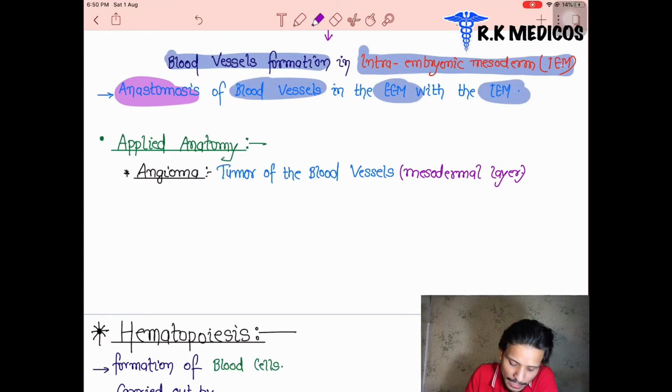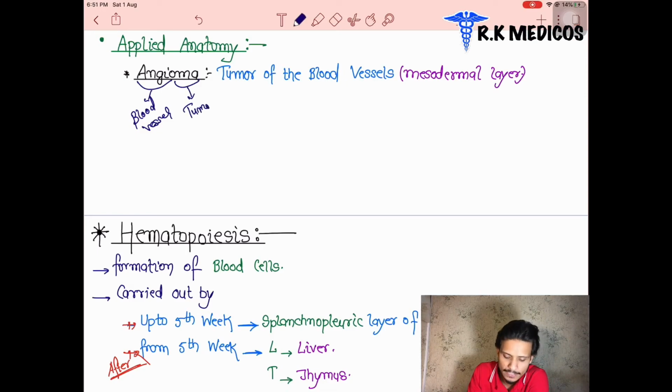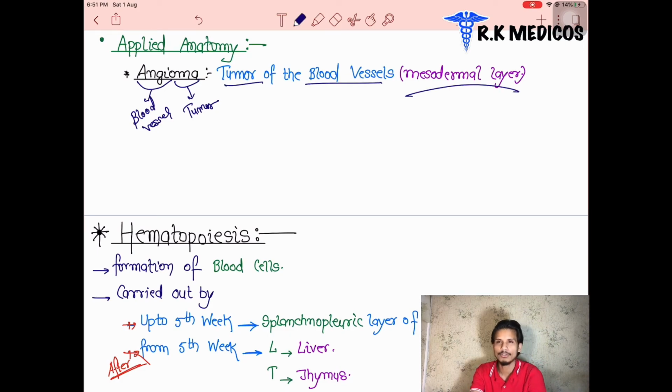Now we are going to see the applied anatomy. Angio means, once again, blood vessels, and oma basically means tumor. So what does it mean? A tumor of blood vessels, simple, and its origin is mesodermal. Now you know angiogenesis happens in the mesodermal origin, so it is a mesodermal type of tumor. As we discuss in pathology, tumors are basically of two types: either mesenchymal origin, or epithelial origin, or connective tissue type origin. So it is the mesenchymal or mesodermal origin.